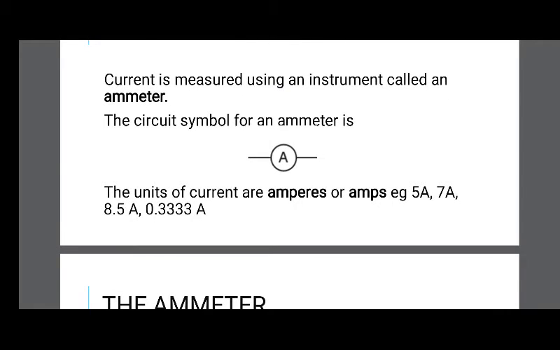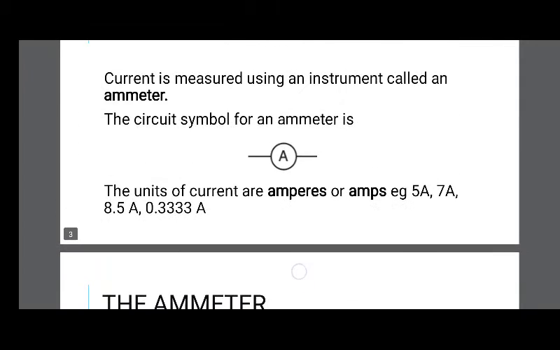The units of current are amperes or amps. Now, you do know that any physical quantity should have a unit. For example, force, the unit is Newton. Weight, the unit is the same. Mass, the unit is kilogram, and time, the unit is second. Length, the unit is meters. For current, the unit is amperes.